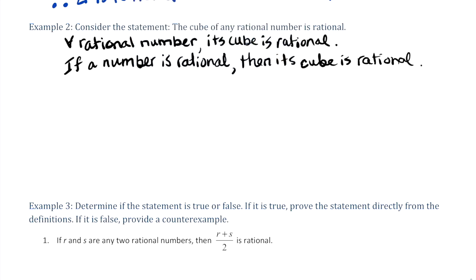Working with that premise, do you think it's true? Well, think about it. Isn't 1/2 a rational number? And 1/2 cubed is 1/8, which is also rational. I think it's going to work, right? So I think it's true. Here was our restating. And now let's do our proof.